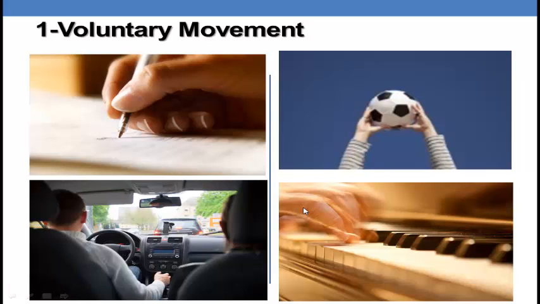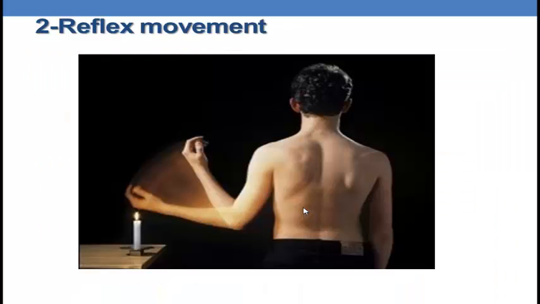So voluntary movement, you are completely conscious of what you are doing, and you decided to do this action. You decided to perform this movement. Reflex movement occurs on subconscious level. You didn't think or decide when you performed it. For example, if your hand approached this candle because of pain sensation, you will rapidly withdraw your hand away from the noxious stimulus.